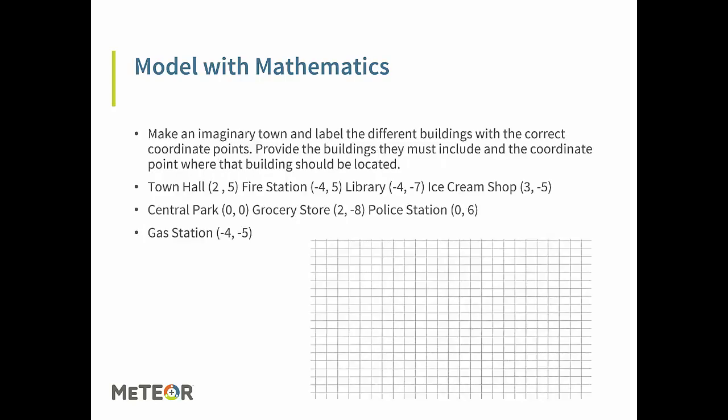A completely different kind of modeling involves spatial location. A map or diagram models the real thing. This is an example of modeling distance in a 7th grade classroom. Make an imaginary town and label the different buildings with the correct coordinate points. Provide the buildings they must include and the coordinate point where that building should be located. And then you can see they have to plot town hall, fire station, library, ice cream shop, Central Park, grocery store, police station, and the gas station.